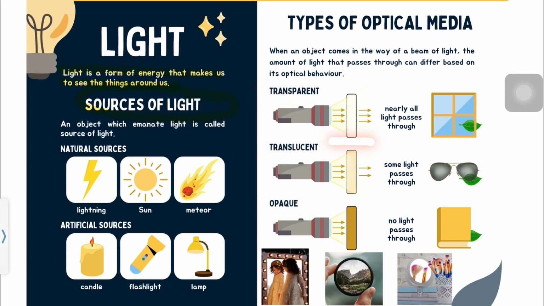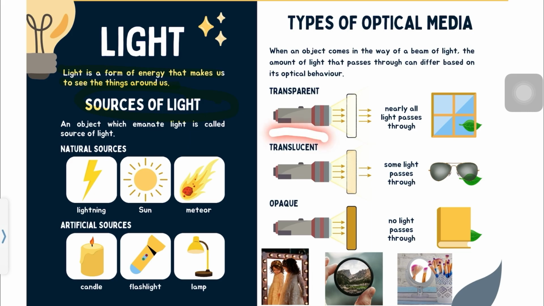This object is allowing the light completely to pass through it. This type of medium we call a transparent medium, meaning it will allow all the light to pass through it. The best examples are transparent windows and the pointed lens. I'm not talking about the cooling lens, I'm talking about the pointed lens.